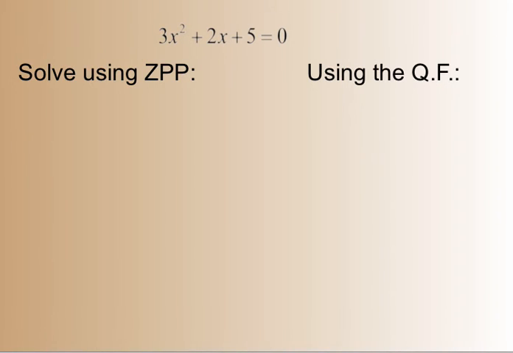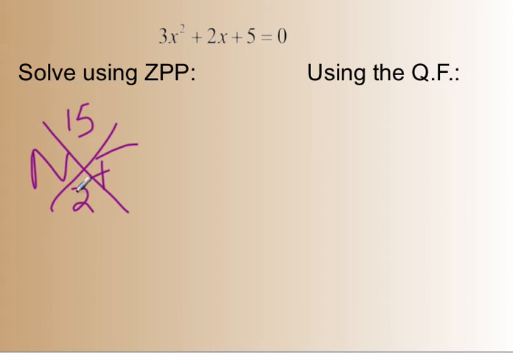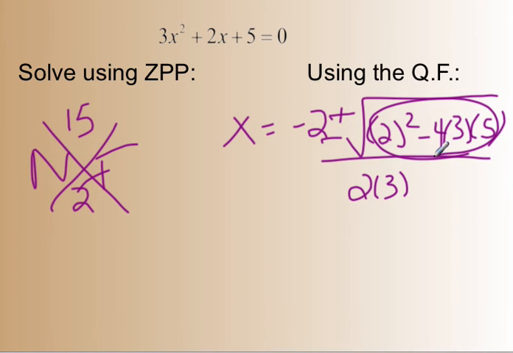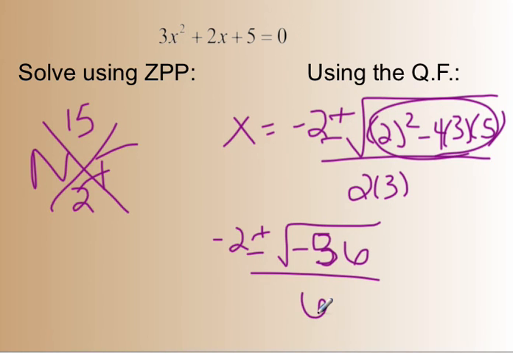So that's what we're going to do here. We're going to try this one, multiplying to 15 and adding to 2. Well, that's not going to work, so it's not factorable. So we have to try the quadratic formula. We get the opposite of b plus or minus the square root of b squared minus 4 times a times c, all of that over 2 times a. The first thing I want to do is simplify underneath the radical. That's going to be 2 squared minus 4 times 3 times 5. Now when I do that, I get a negative 56. And that's going to be divided by 6.